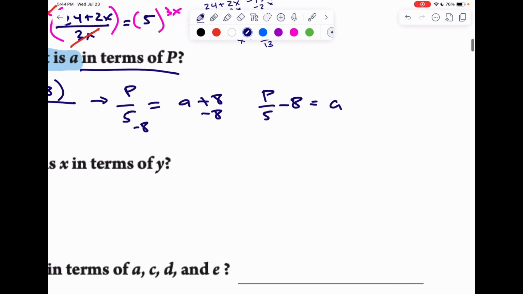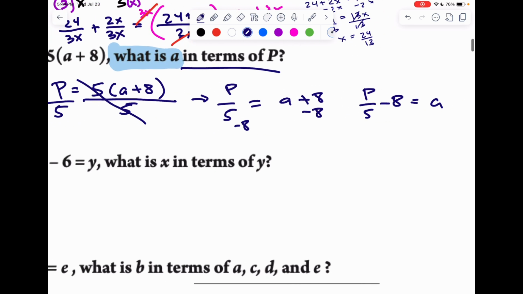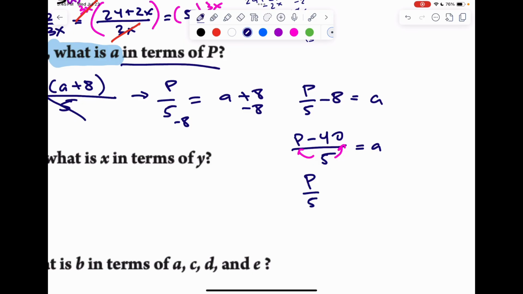which is the same as what we had before, really, because if you'll remember, when we distributed the 5, we had p minus 40 over 5 equals a, and if I distribute the divide by 5 to both terms in my numerator, I'll get p over 5 minus 40 over 5 equals a, and 40 over 5, well, that just reduces to 8. So that's, again, same as what we had when we started without distributing the 5.